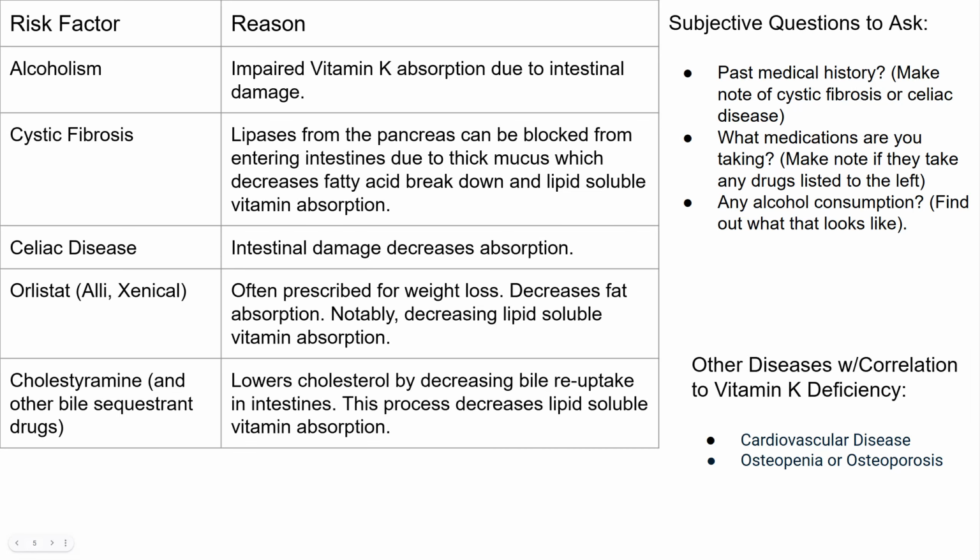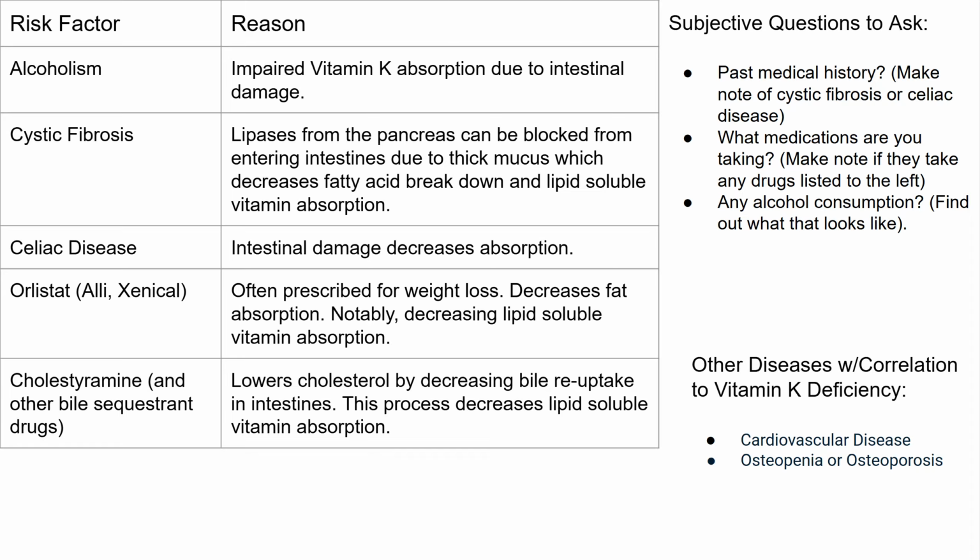Here's some risk factors you can look out for. Alcoholism impairs vitamin K absorption due to intestinal damage. Cystic fibrosis is another potential cause of vitamin K deficiency due to thick mucus blocking the lipases produced by the pancreas. This decreases fatty acid breakdown as well as lipid soluble vitamin absorption. Celiac disease is another risk factor because it causes intestinal damage and decreases absorption. As far as drugs go, orlistat, which is prescribed for weight loss, decreases fat absorption, which decreases lipid soluble vitamin absorption. Cholestyramine and other bile sequestrants lower cholesterol by decreasing bile reuptake in the intestines. This process decreases lipid soluble vitamins.